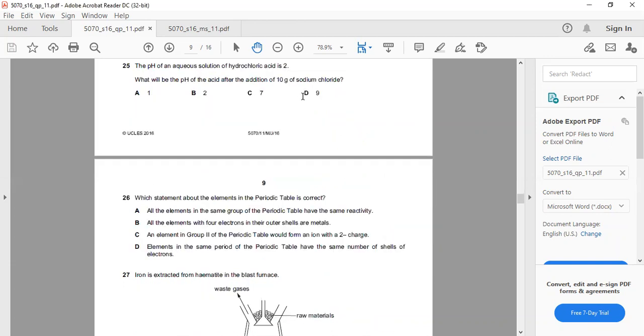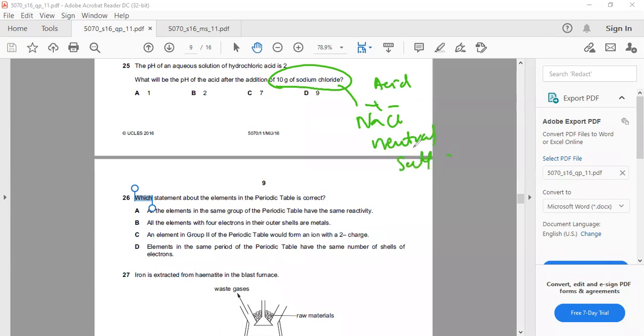The pH of aqueous solution of hydrochloric acid is 2. It's again about acid-base salt. What will be the pH of the acid after addition of 10 grams sodium chloride? Nothing. Sodium chloride is a neutral salt. Answer will be the same. No change.